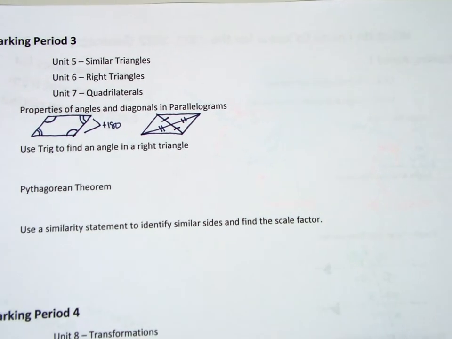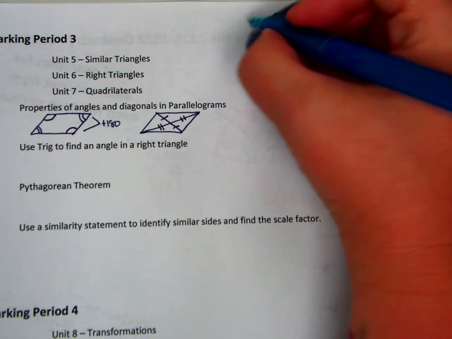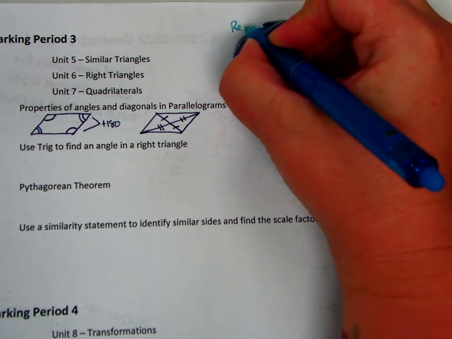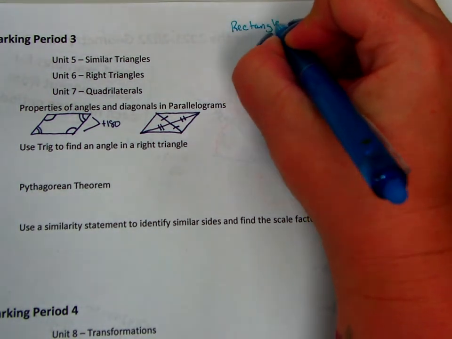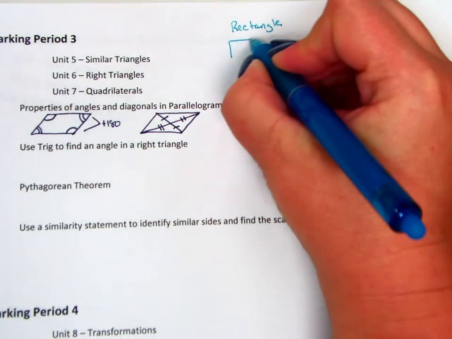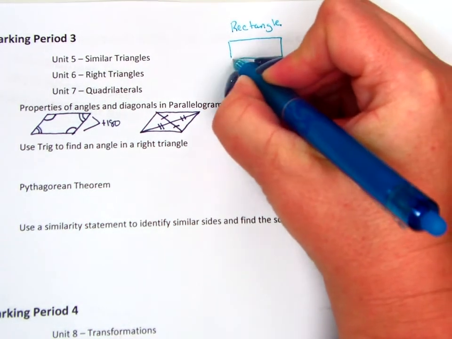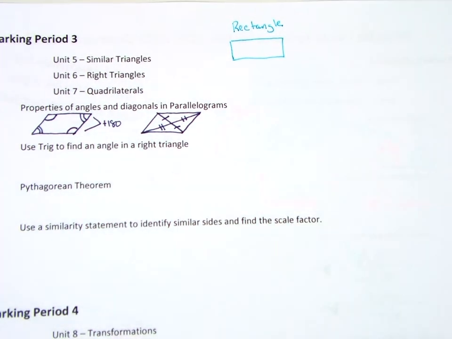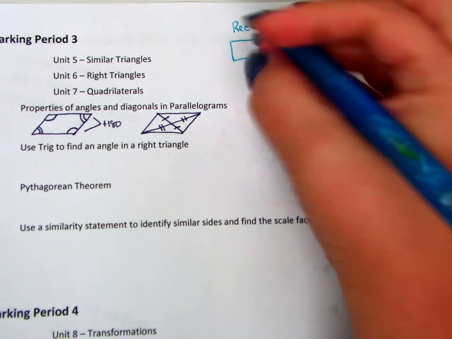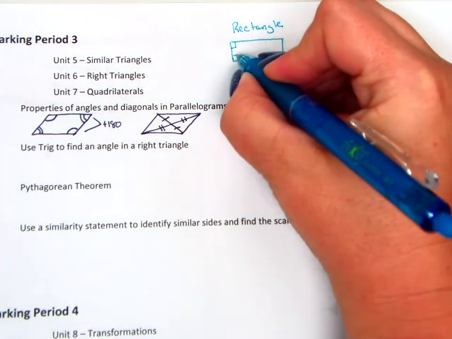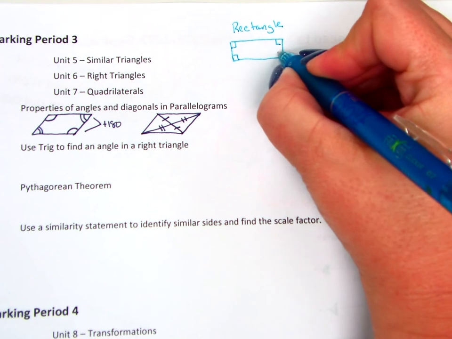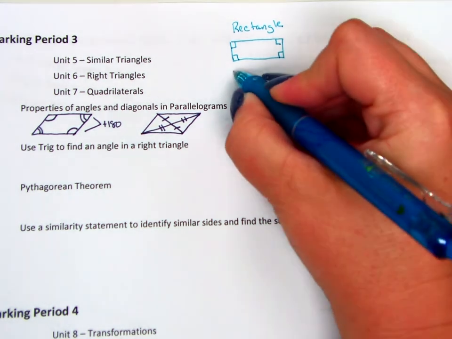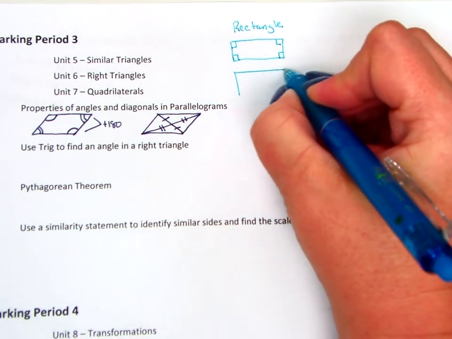Okay? Let's talk about our specific types of parallelograms. Let's talk about the rectangle, the rhombus, and the square, and make sure we're familiar with those properties. For a rectangle, the properties of its angles are what? On a rectangle, they're all 90. 90, 90, 90, 90.